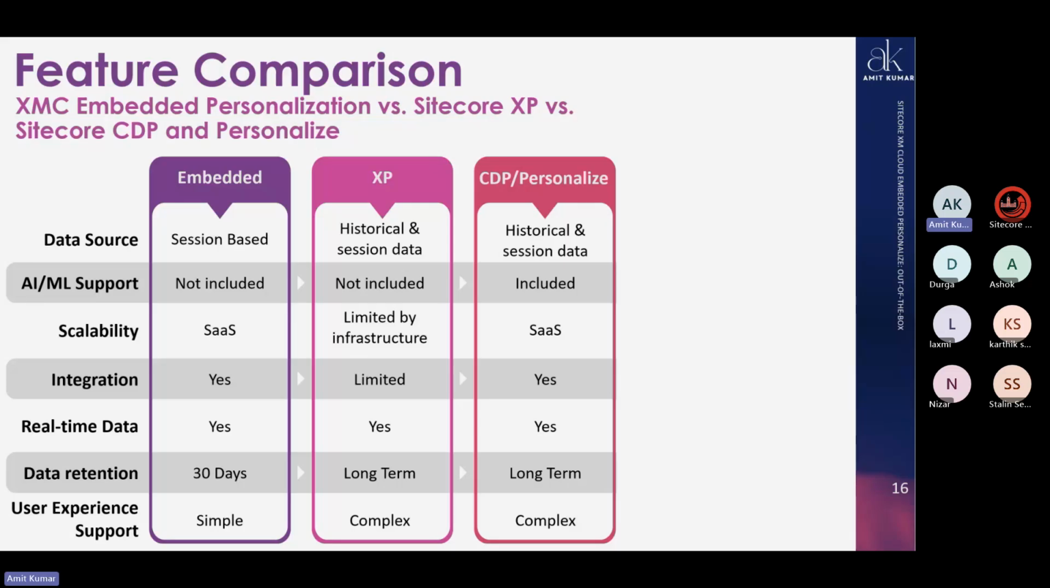Scalability is SaaS for CDP and personalize and embedded, but in the XP case, it totally depends upon your infrastructure. Integration is easy, but in XP, if you need to do any type of integration, you need to write a lot of code, so that way it's limited. CDP and personalization integration is easy because you will be using API endpoints. Real-time data, all of the options provide. And data retention, which I was explaining, right? That is the major limitation. It's 30 days, and XP is long term, and CDP and personalize is a data lake, so you can store as much data as you want.